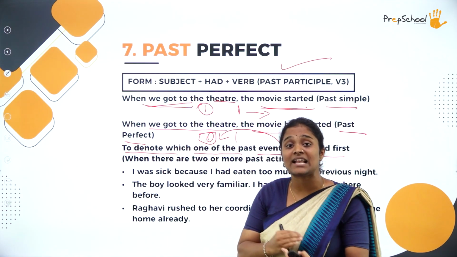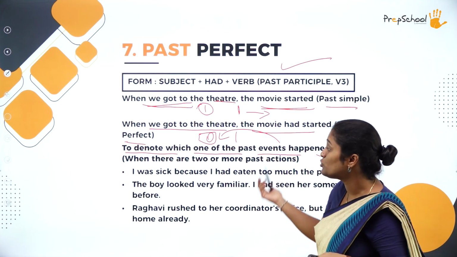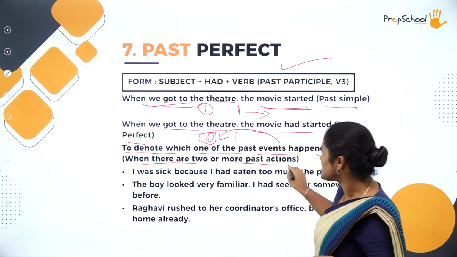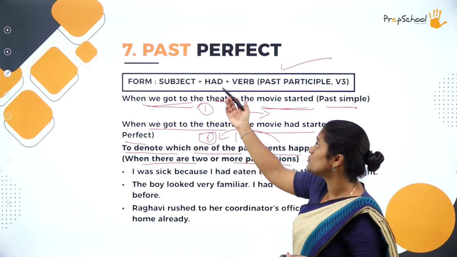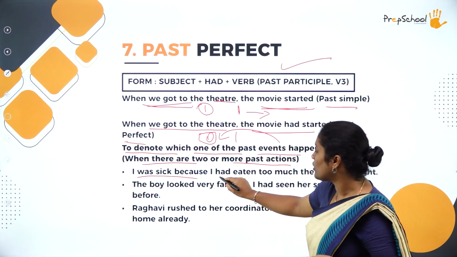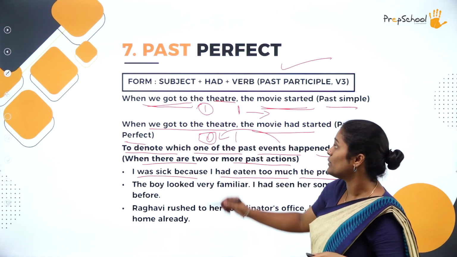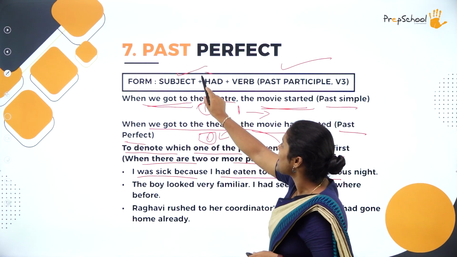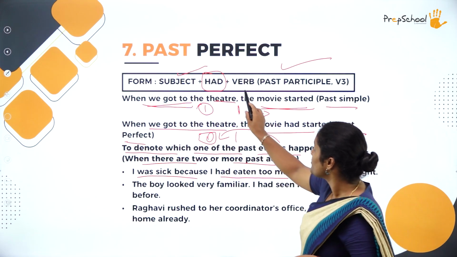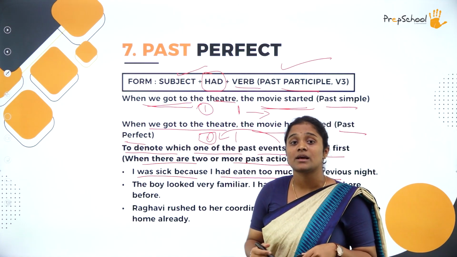So that is the slightest difference between past simple and past perfect. You have to denote which one exactly happened first. Now to do that, when there are two past actions, two or more past actions, you use past perfect. Some other sentences, I was sick because I had eaten too much the previous night. Now in this format, subject plus had, denoting that it is the past tense that we are talking about. Verb in the past participle form tells you that it is past perfect.